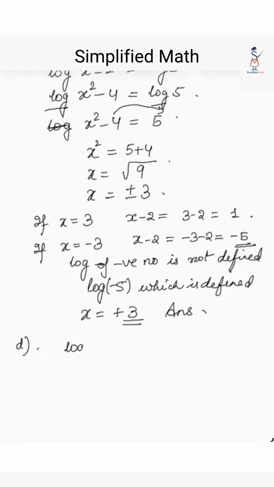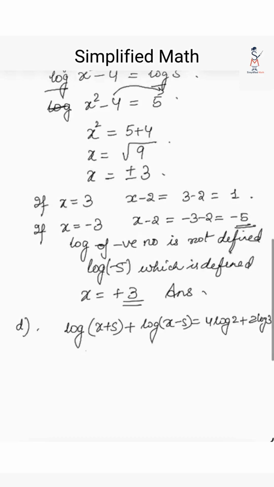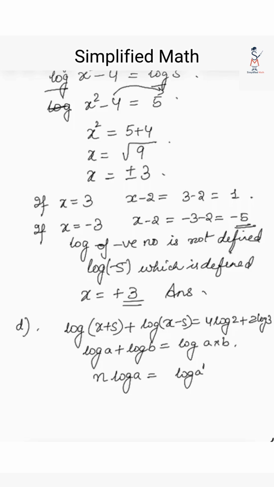Now D1, that is log x plus 5 plus log x minus 5 is equal to 4 log 2 plus 2 log 3. Now again we will start using the rules of log. First, here we will see the first law: log a plus log b is log a into b. This one we will use. And the other rule is n log a is equal to log a raised to the power n. The n which is multiplied with log goes as a power of the log.